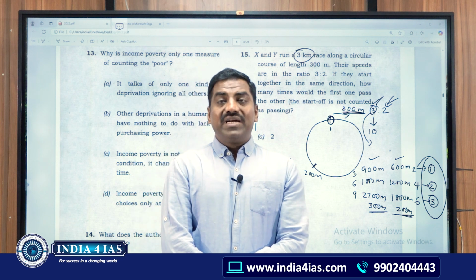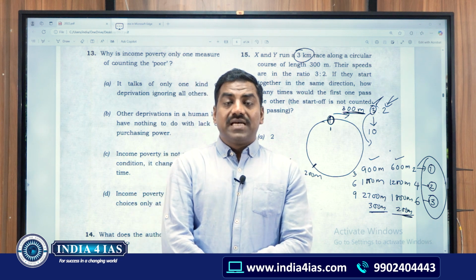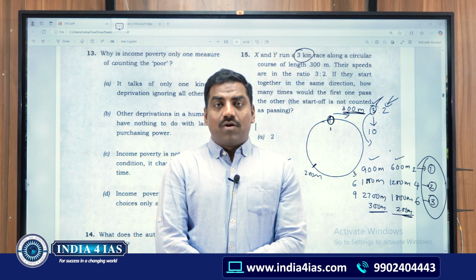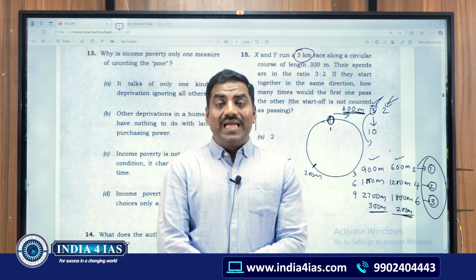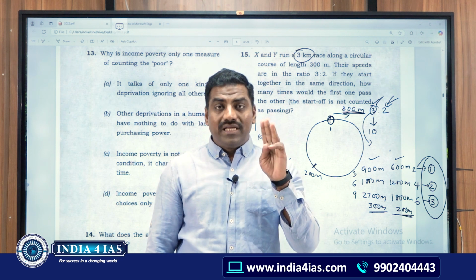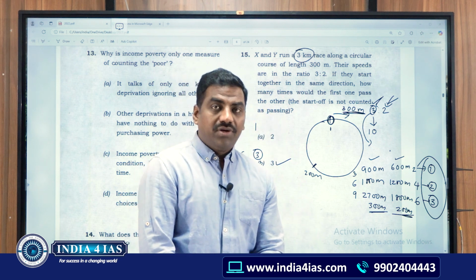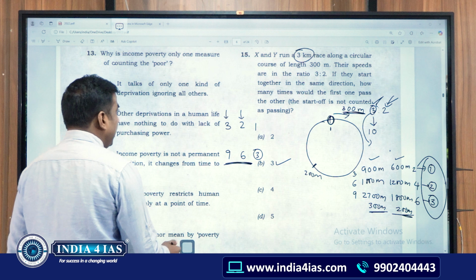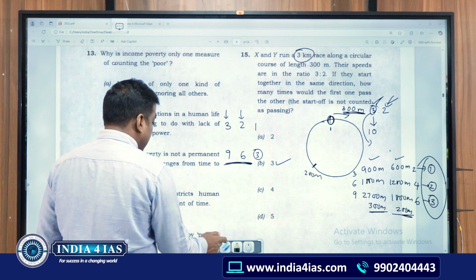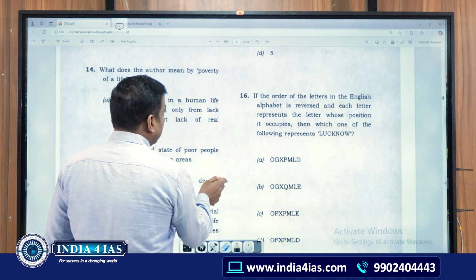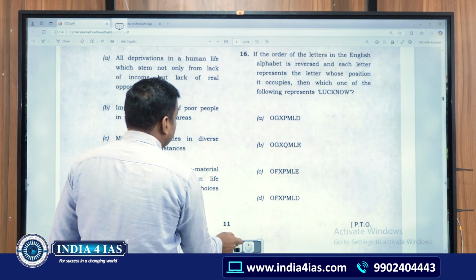They meet 11 times in 12 hours. In this case, by the time the faster runner covers 9 rounds, the other runner would have covered only 6 rounds. So that means the difference is 3. So they meet 3 times. This is pretty confusing and not so easy a problem. But if you approach it practically, this problem becomes very simple.